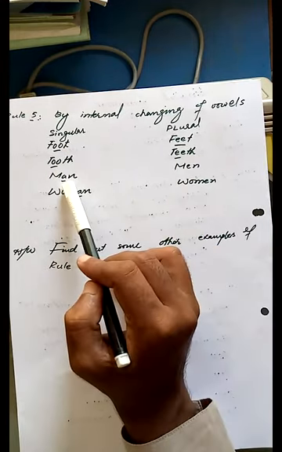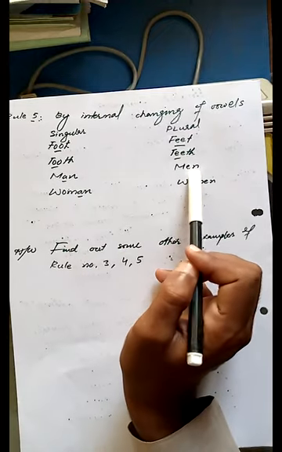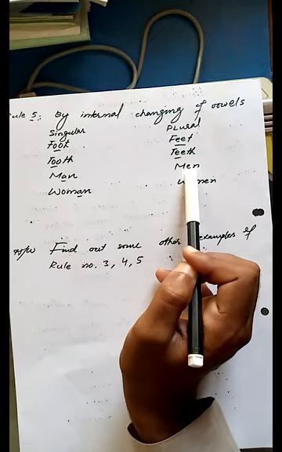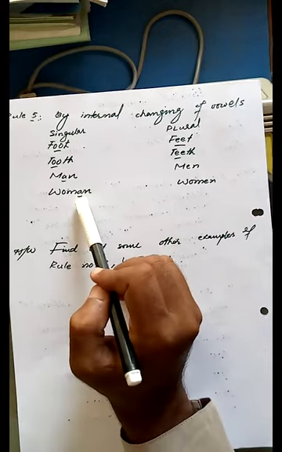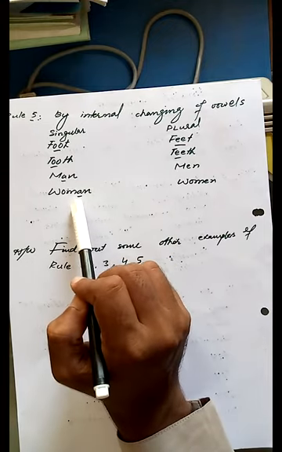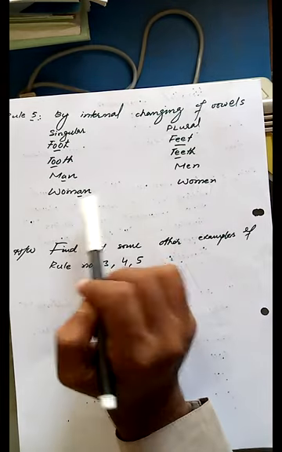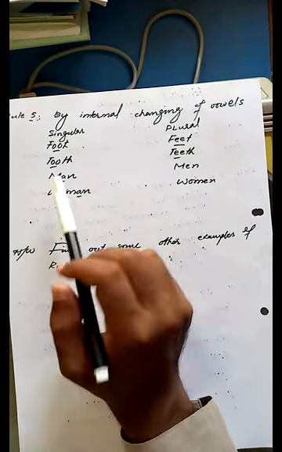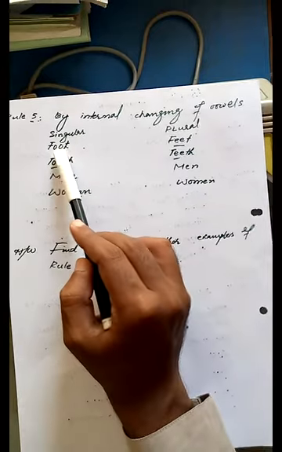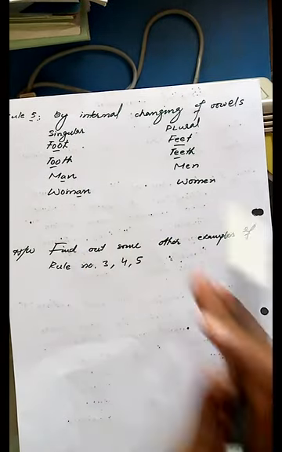And here is man. Man means one, and men, as I am pointing out here, is the plural form. Woman, you cannot read it as woman, it is woman. The plural form will be women, because these words make their plural form by the internal change, the internal changing of vowels. It is rule number 5.